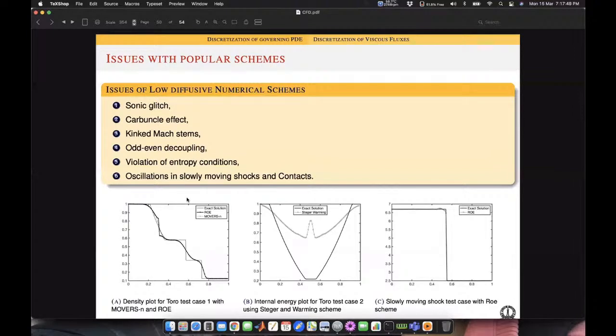So what's the problem with these methods? There are certain unphysical phenomena that occur for different methods. These are popular schemes, with phenomena which are not physical in nature. They come because of the numerical approximation. Whenever you are doing a numerical method, you are doing a certain kind of approximation, and a certain phenomenon comes out of it.